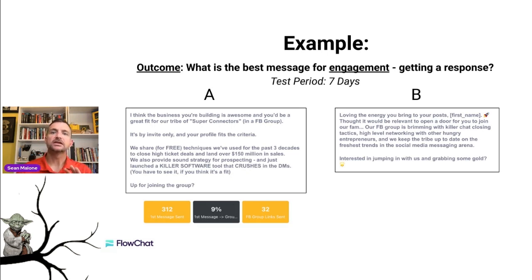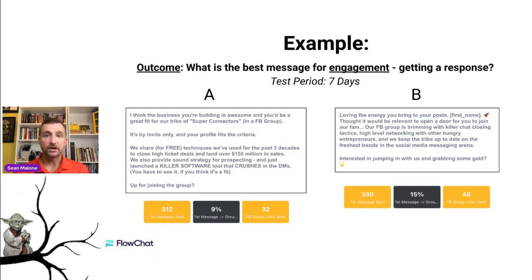And then what we did is we swapped out the message and we sent message B to about the same amount of people. In fact, 330 people versus 312. But here's the results. Of the 330 that we sent the message to, 15% or 48 of those people said, heck yeah, I will join your group. So there's a very clear winner here, and it is B.